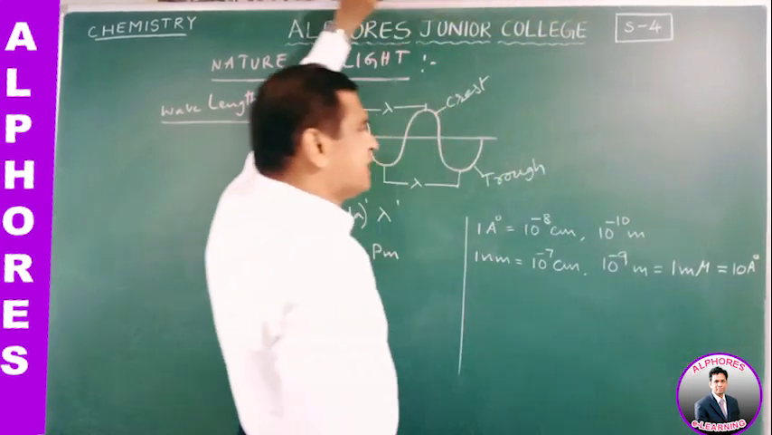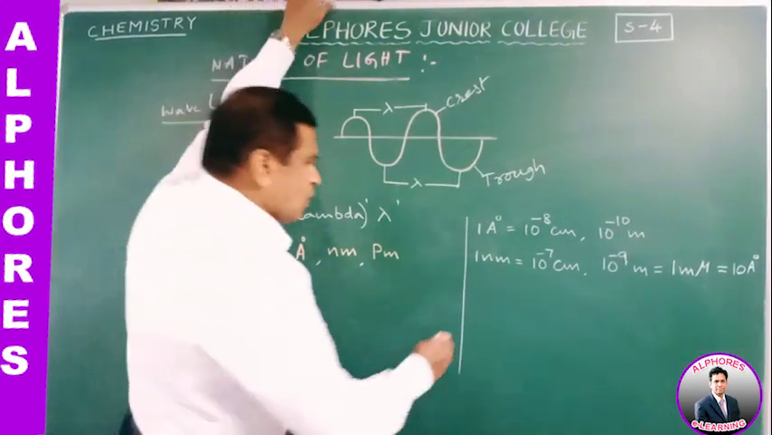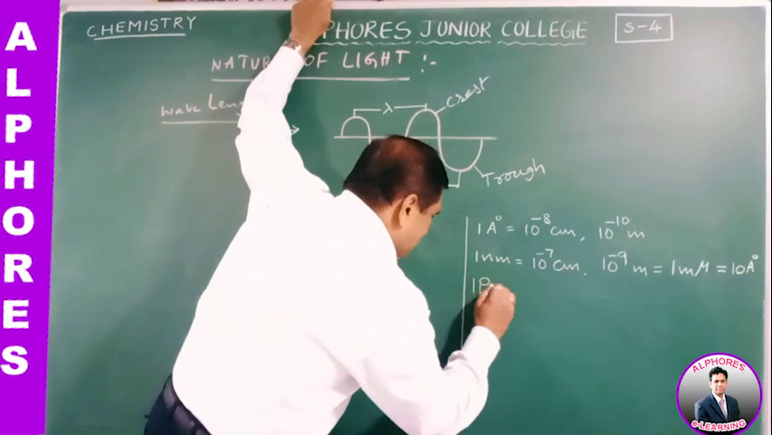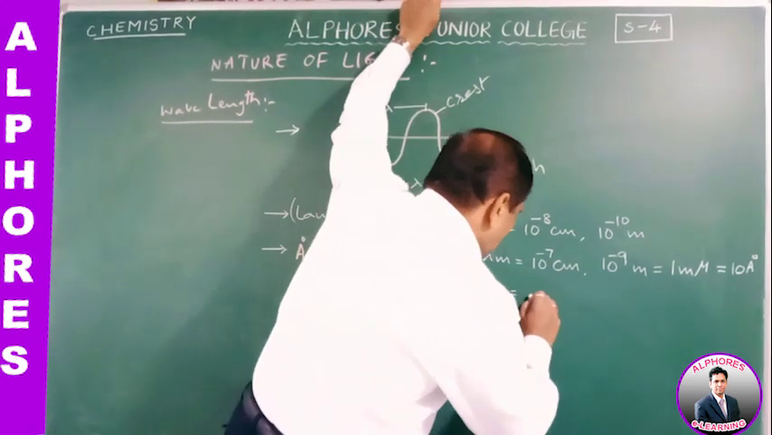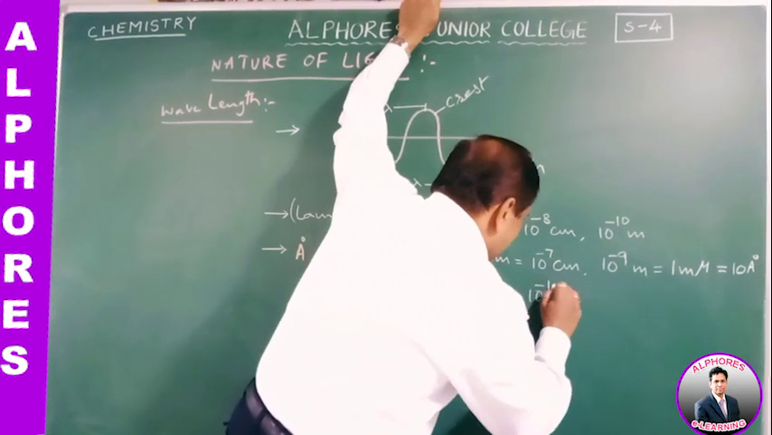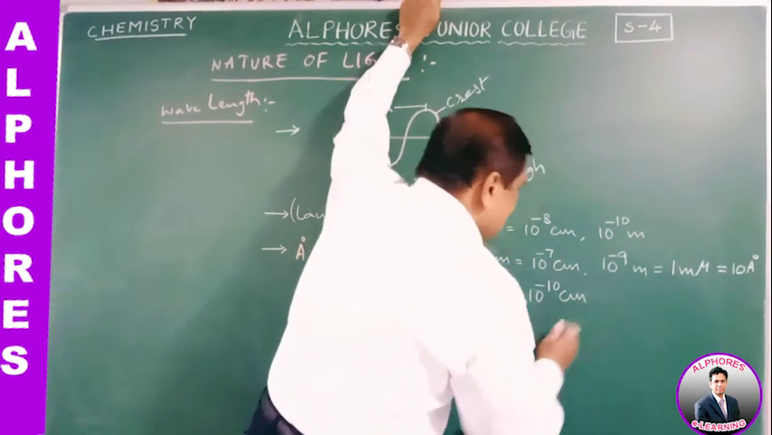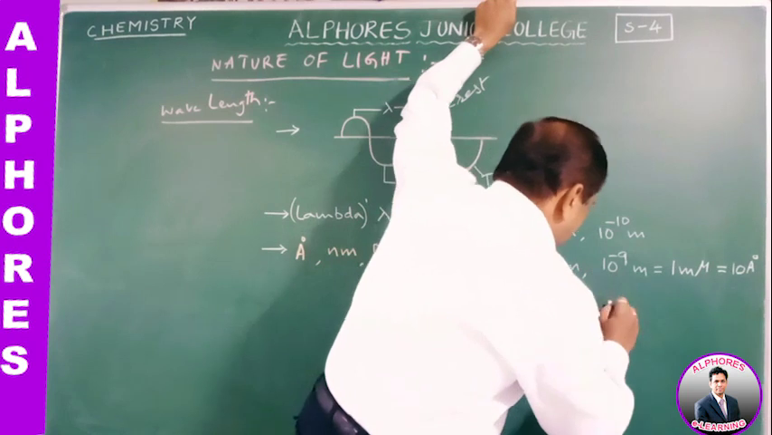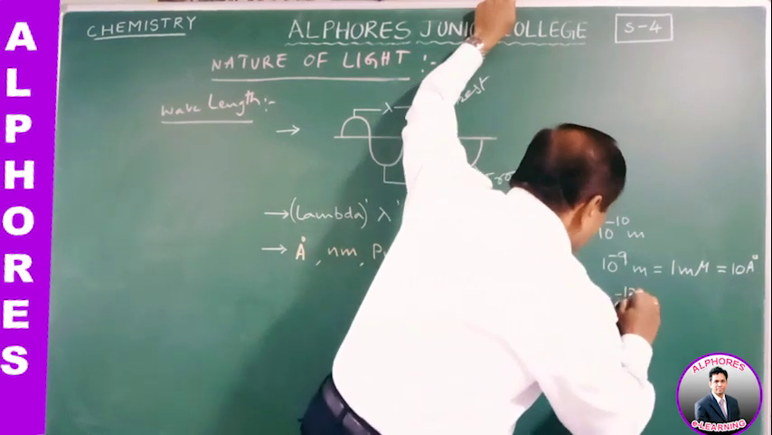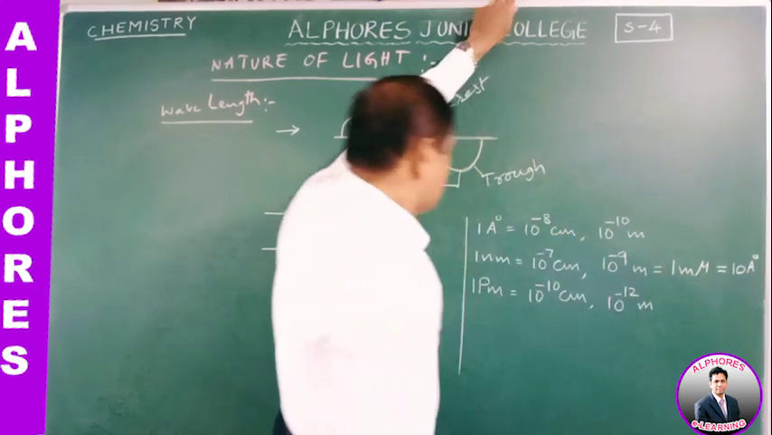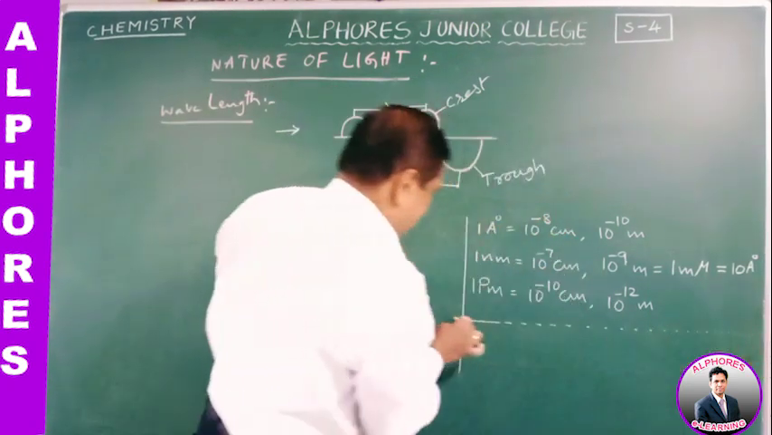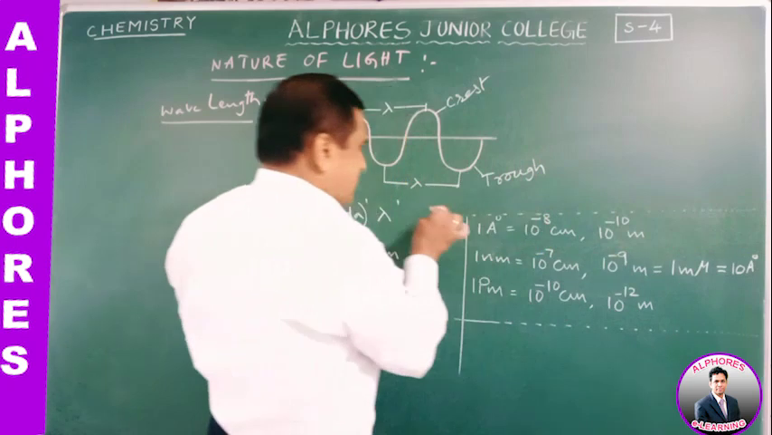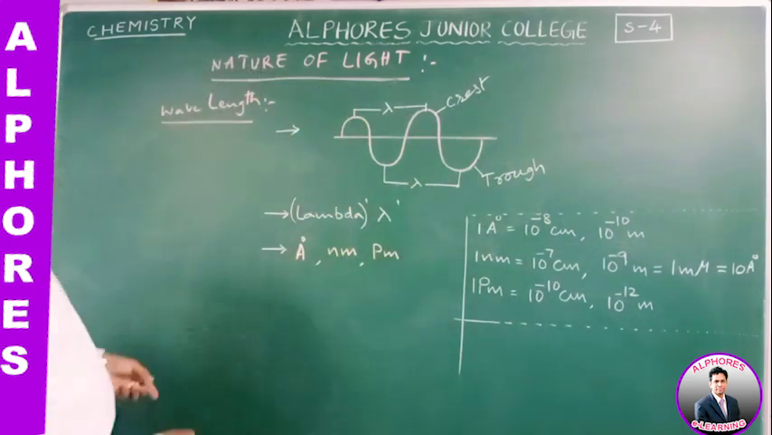That is equal to 10 angstroms. 1 picometer is equal to 10 to the power minus 10 centimeters, or 10 to the power minus 12 meters. So this is about important conversions of wavelength.